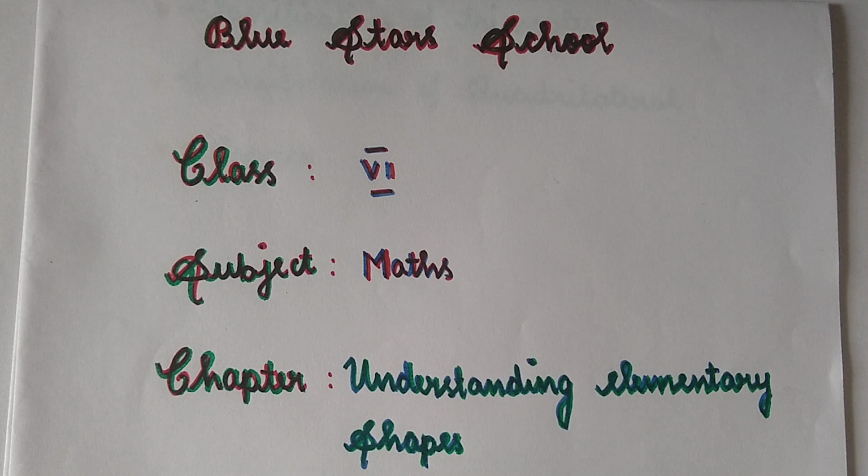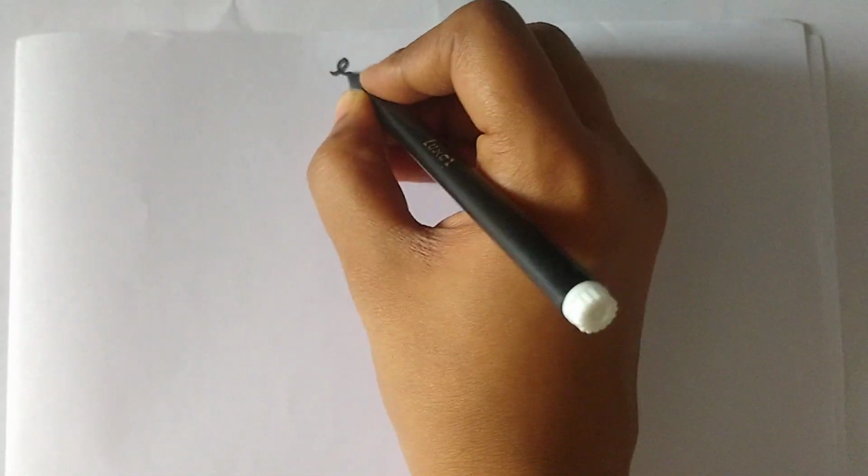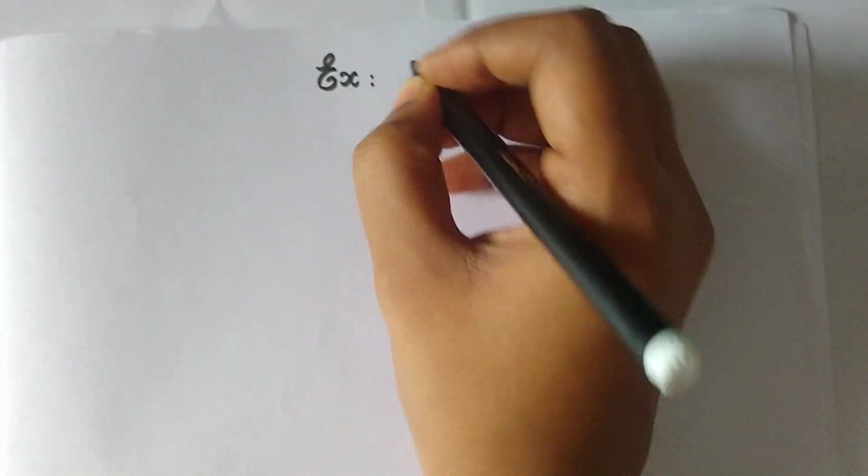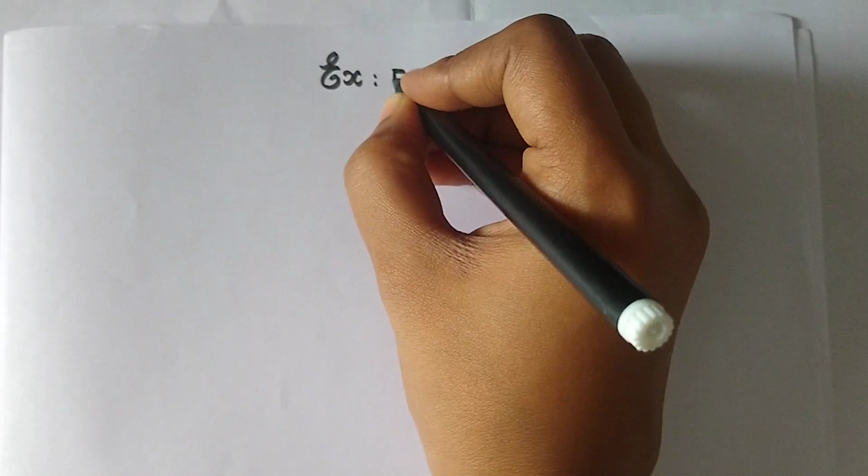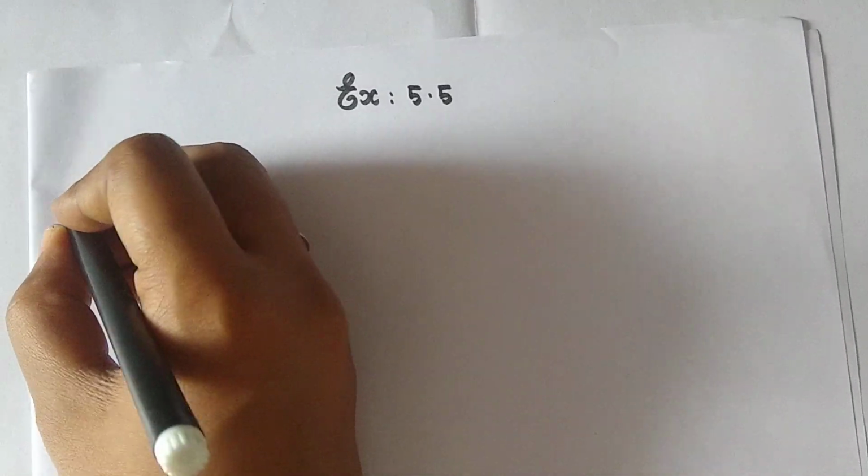Yesterday we saw exercise number 5.4, which was related to measurements of angle. Today we are going to see the next exercise, number 5.5, which is based on perpendicular lines. Let me start exercise number 5.5. Let me take the first question.